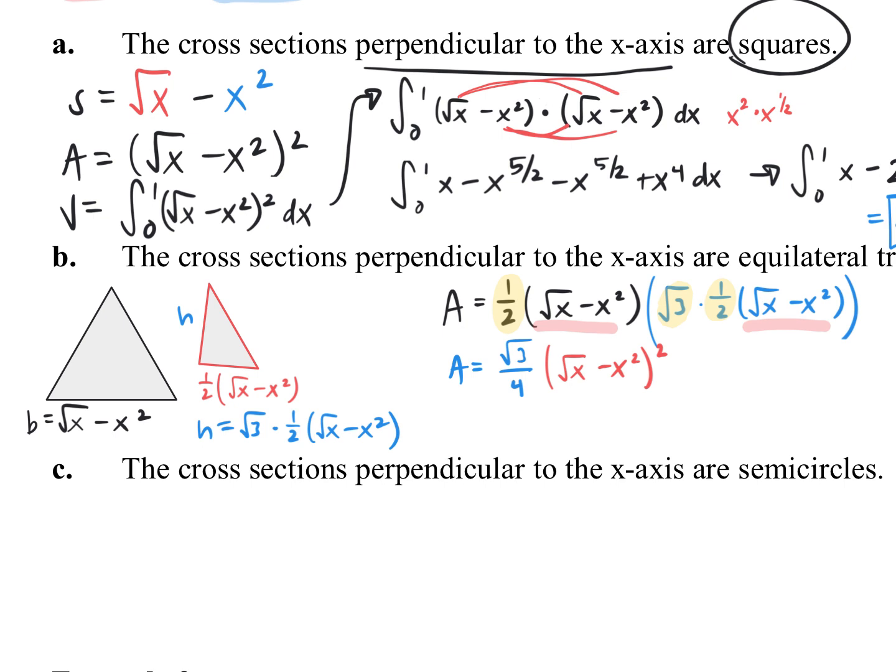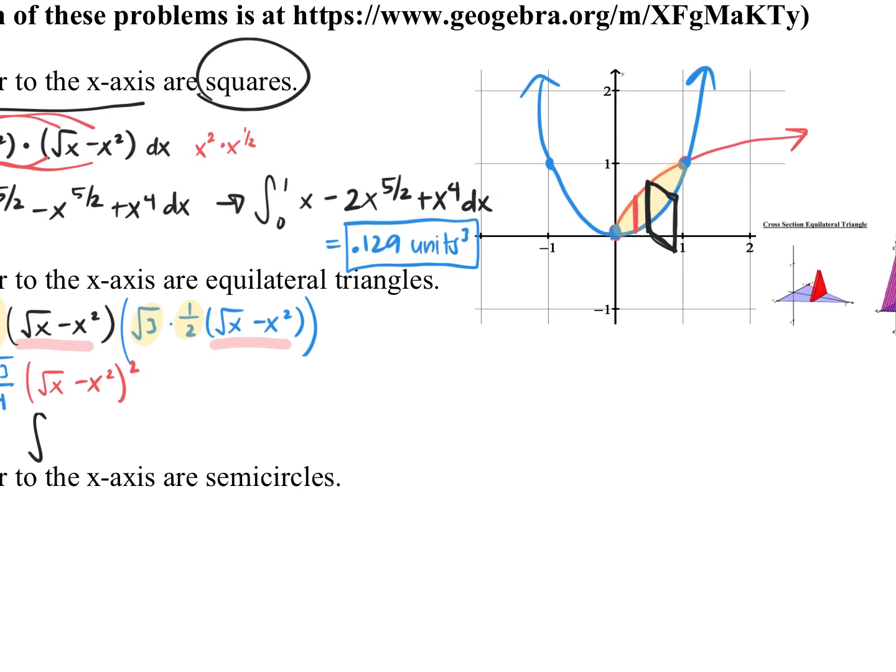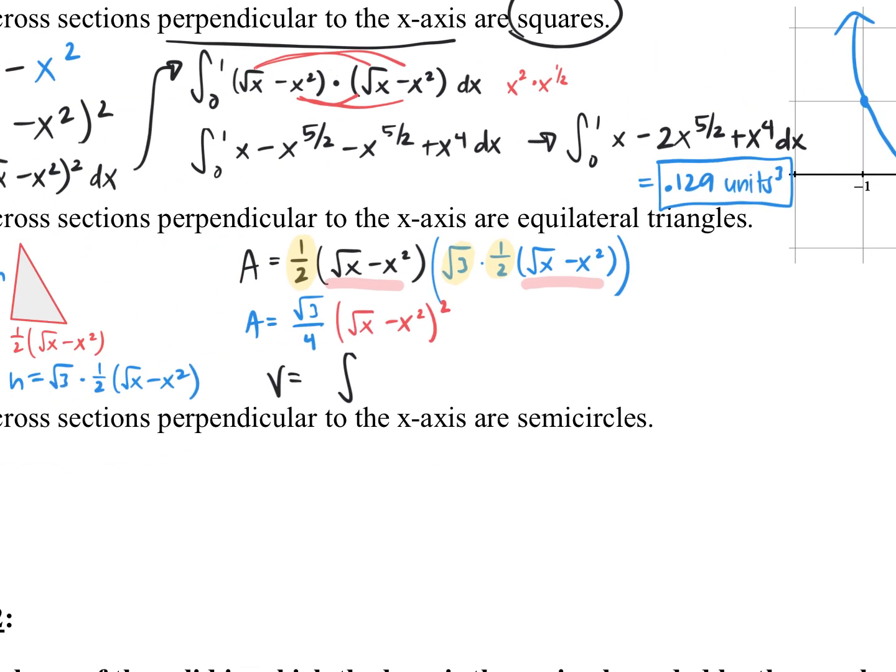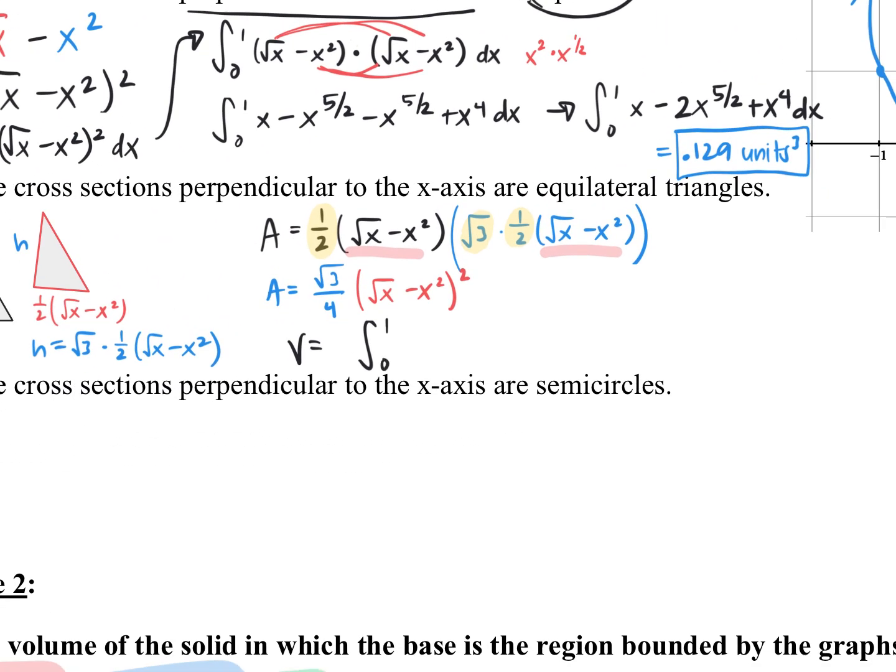Okay, so now when I'm finding volume, volume is the integral, and then where are we integrating from? If I go back and look at this picture here, we're going from 0 to what? To 1. So 0 to 1. I'm just going to leave this square root of 3 over 4 out on the outside of it. And then I've got the square root of x minus x squared, and that's all squared.